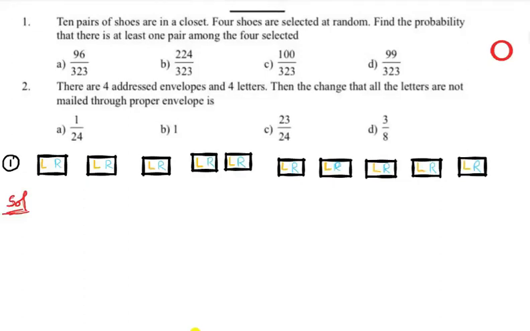Hi students, observe this particular question. 10 pairs of shoes are in a closet. 4 shoes are selected at random. Find the probability that there is at least one pair among the 4 selected.